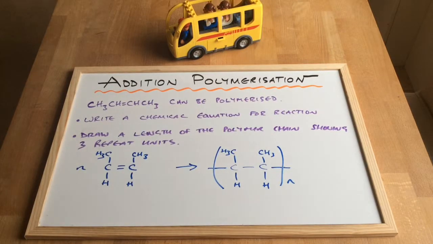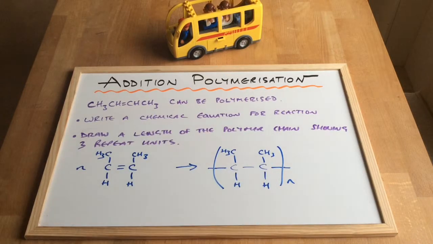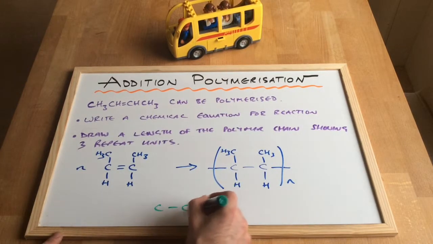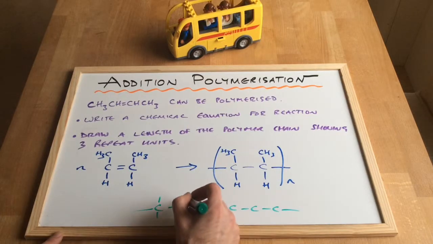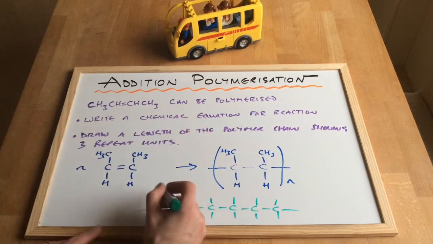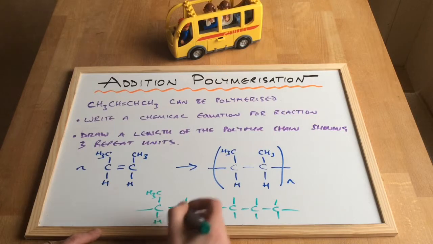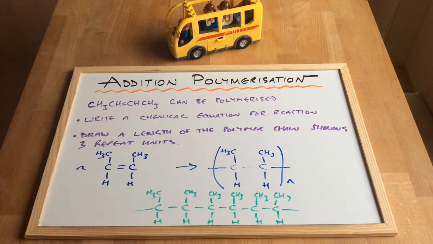So we now need to do a length of the polymer chain showing 3 repeat units. So in the main backbone, we're going to need 2, 2, 2, so 6 carbons. So we'll draw them up first. 1, 2, 3, 4, 5, 6. Don't forget the end bonds, and then just put some empty bonds on. And then just fill up with the groups. So we've got CH3 there, H there, CH3 there, H there, and so on. So there it is there. And you'll notice that for the length of chain with these 3 repeat units in, we don't use a bracket.